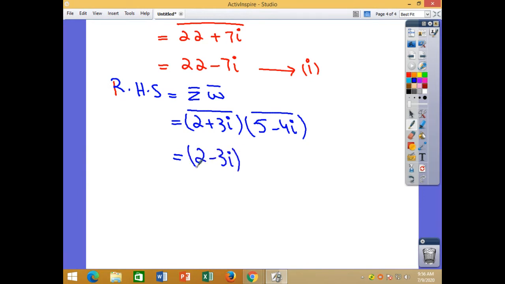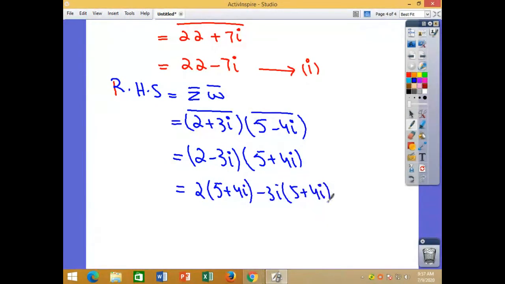First of all, we take the conjugate of Z. Now we get 5 plus 4 iota. We take the conjugate of W. Now multiply these terms. We multiply here 2 with 5 plus 4 iota and negative 3 iota with 5 plus 4 iota. Multiply it. 2 multiplied by 5 becomes 10. 2 multiplied by 4 becomes 8 iota. Negative 15 iota and negative 12 iota square. It's simple multiplication that we did in previous questions.